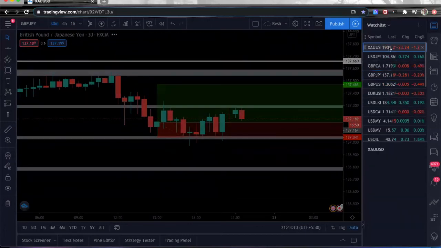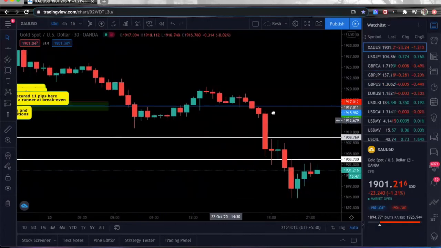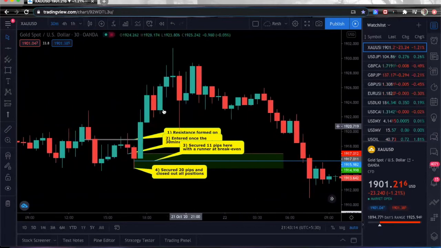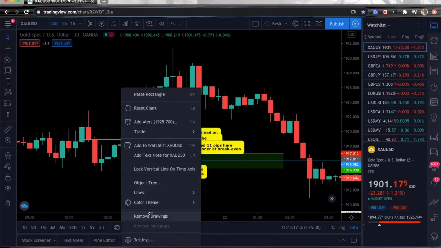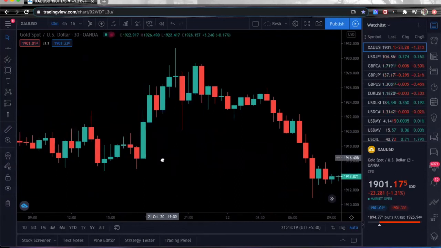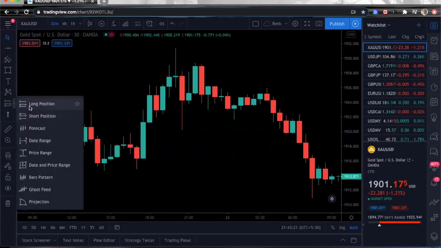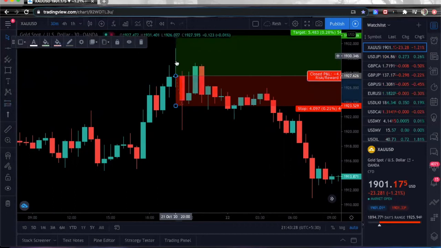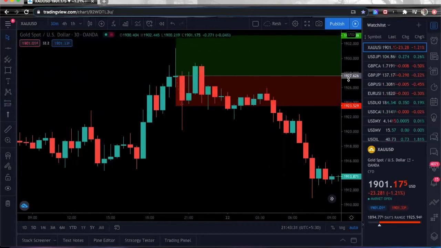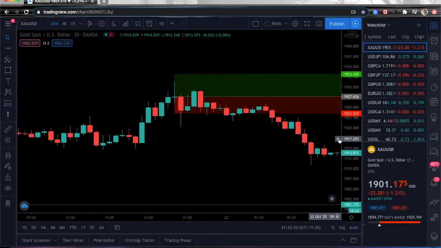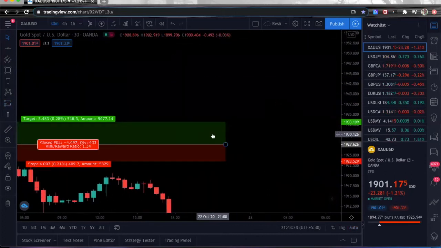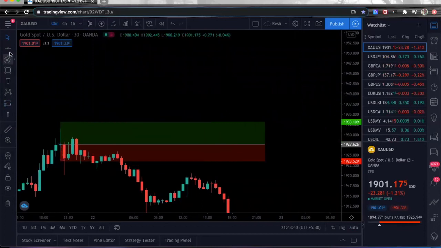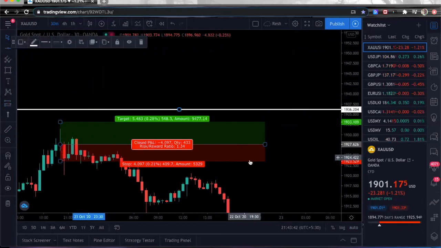Okay, so let's go to gold. Look at gold, right? Remove everything here, remove the line. Over here, let's say you were a person buying gold at this point. The gold price is now trading at 1927, and you're anticipating gold to go all the way to 1940. The line here is around 1936.